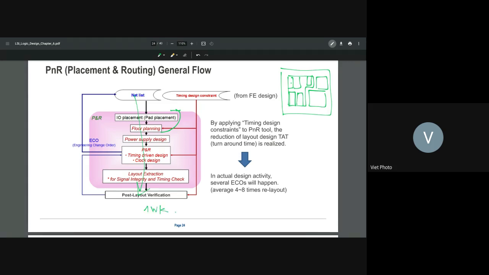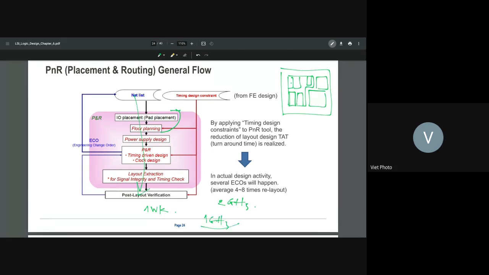But when the timing is bogus, when the timing is not met, let's say you target 2 gigahertz, but the first time you run, you don't know where you should place the macro, you don't know how to optimize it and where to optimize, then you just reach 1 gigahertz.